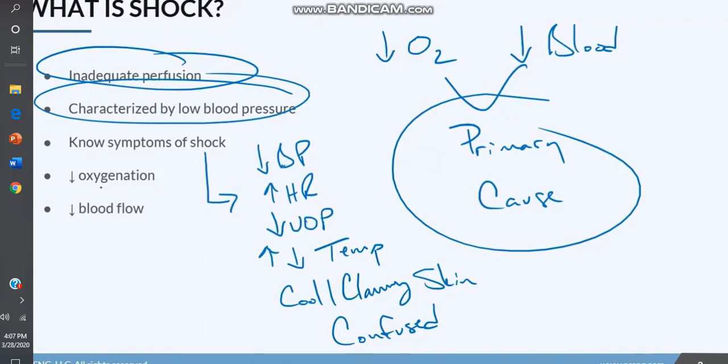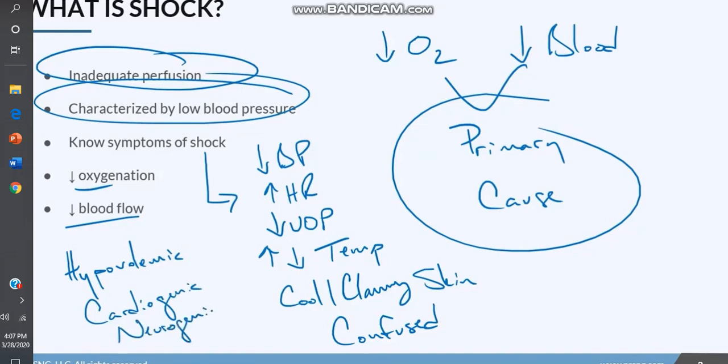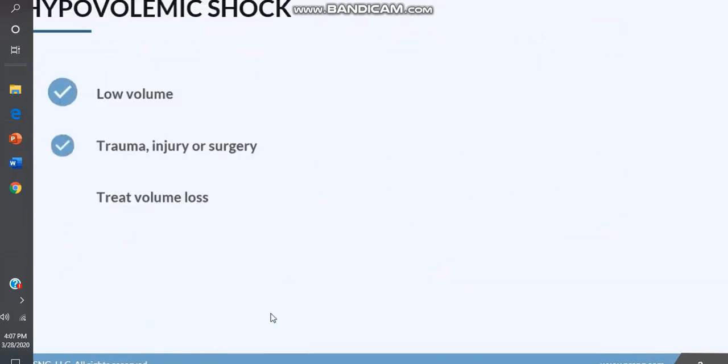Again, it's this decreased oxygen, decreased blood flow. We've got to try to figure out what's wrong with them. We're going to hit on 4 types of shock today. So you've got hypovolemic, cardiogenic, neurogenic, and septic. So let's get going. Now remember that there are lessons that go much more into depth than what we're going to cover today, but I really just want to hit the high points. So make sure you check those lessons out.